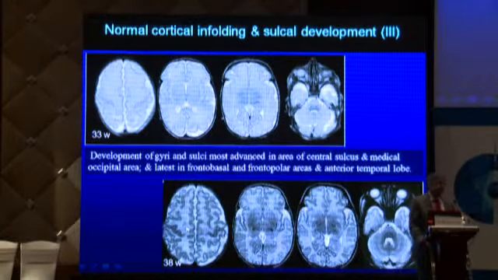Mind you, there's one thing you should remember: the anteriormost portion of the frontal lobe and the anteriormost portion of the temporal lobe remain a little flat for a little bit beyond term, and don't mistake that for decreased sulcation. That's a normal finding.